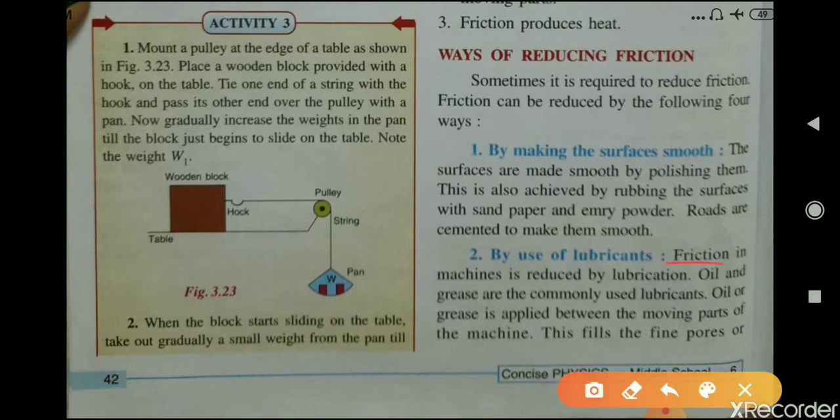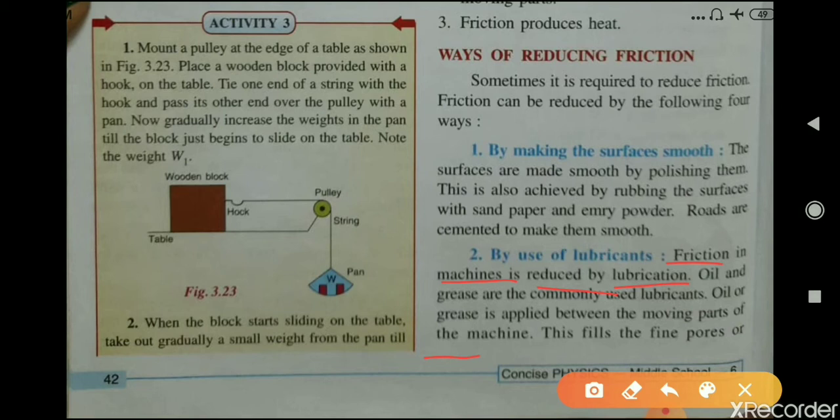Second, by the use of lubricants. Friction in machines is reduced by lubrication, meaning we can reduce friction by lubricating the machine. Oil and grease are the commonly used lubricants. With the help of oil and grease we can lubricate the machine. Oil and grease are applied in between the moving parts of the machine.